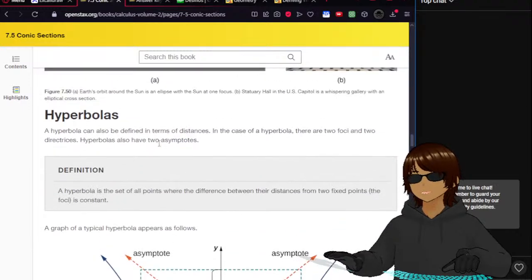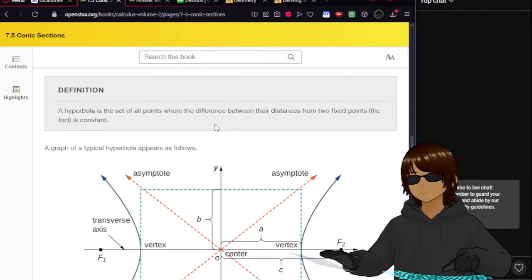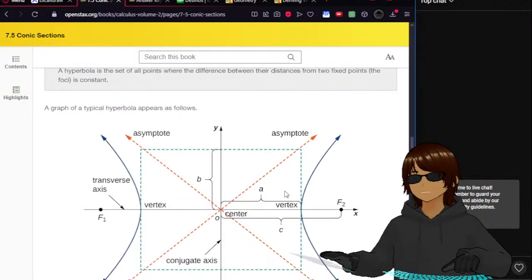A hyperbola can also be defined in terms of distances. In the case of a hyperbola, there are two foci and two directrices. Hyperbolas also have two asymptotes. A hyperbola is a set of all points where the difference between their distances from two fixed points, the foci, is constant.